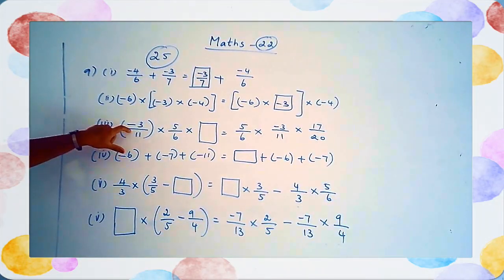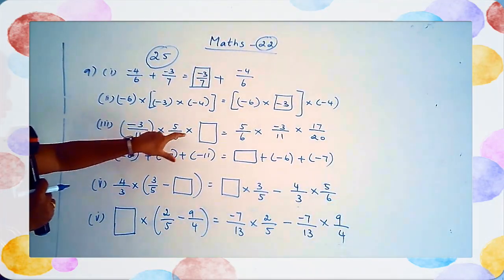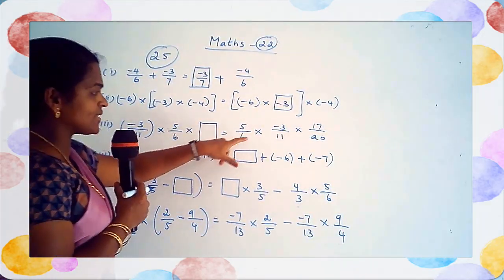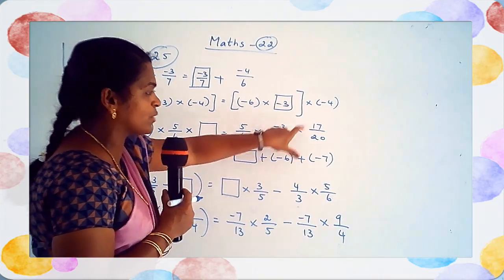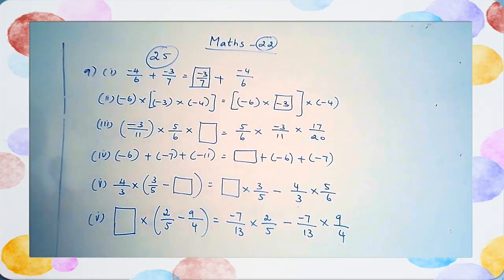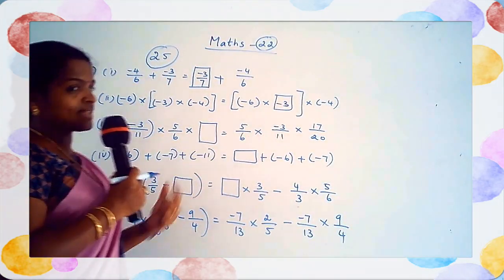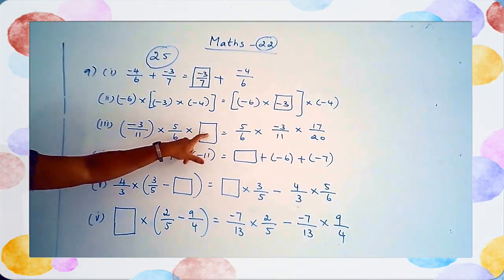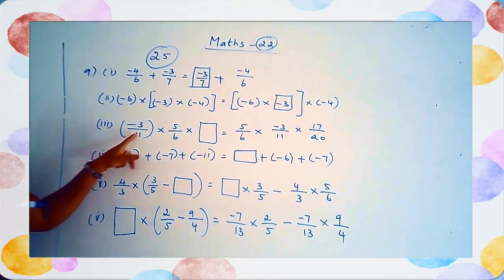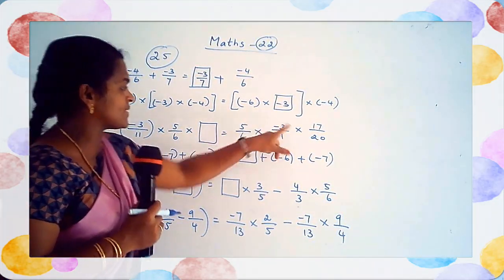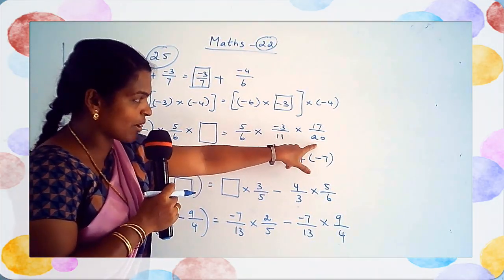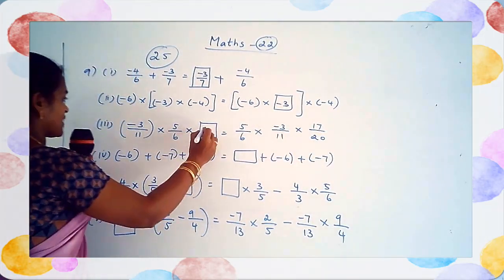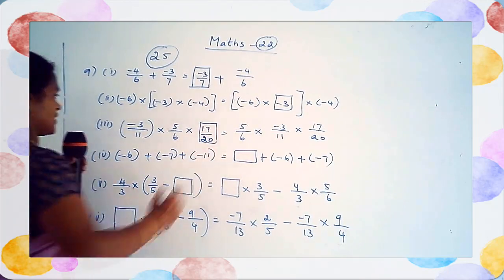Minus 3 into 11 into 5 upon 6 into 5 upon 6 into minus 3 upon 11 into 17 upon 20. These both value answers are equal. Yes, children, what is given? Equal sign is given. So what is the answer? Minus 3 upon 11 is there, 5 upon 6 is there. So the remaining, which number is not there here? 11 upon 20. So your answer is 11 upon 20.